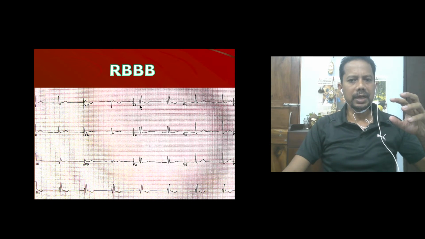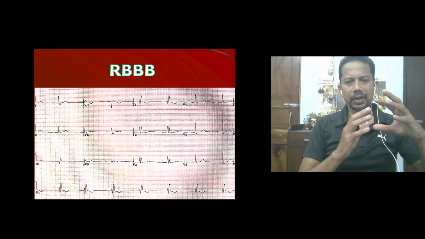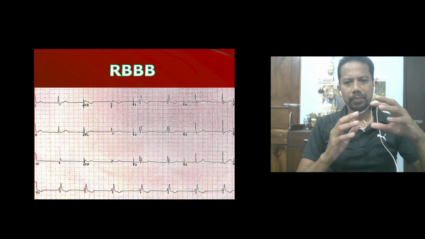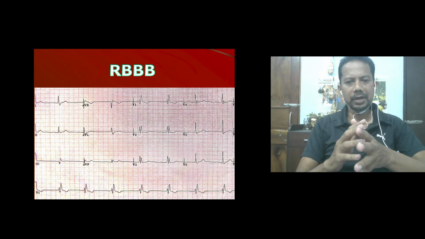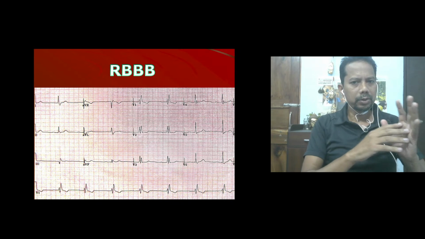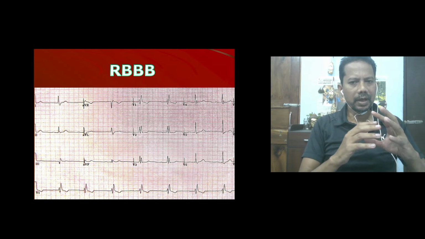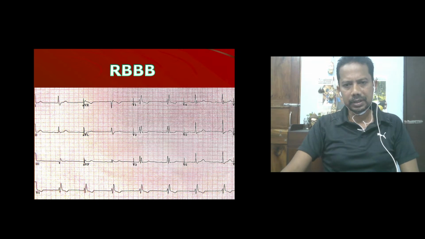Then the S wave. Because there is a right bundle branch block, the left bundle branch is stimulating the right ventricle. So then there is a small S wave and then the left ventricle gets depolarized. This is why there is an RSR dash pattern.